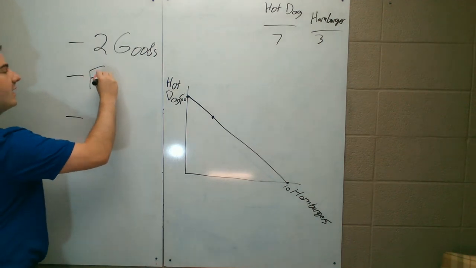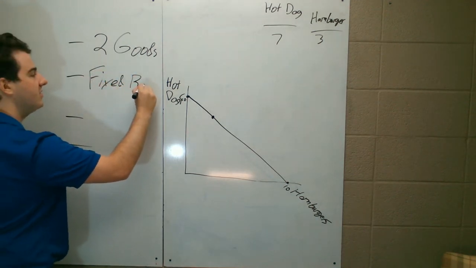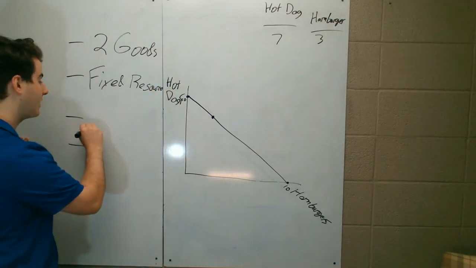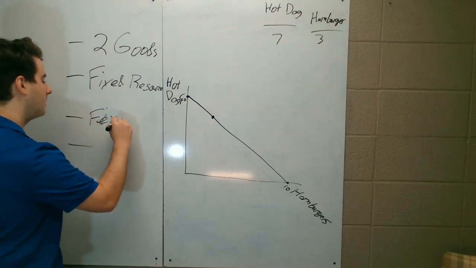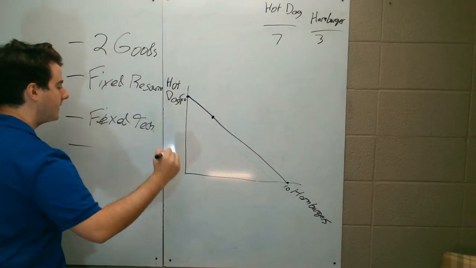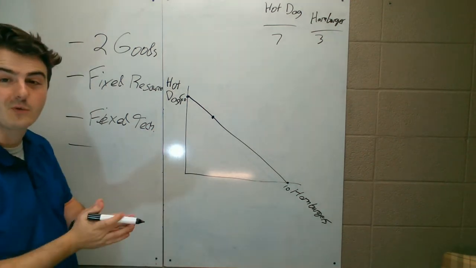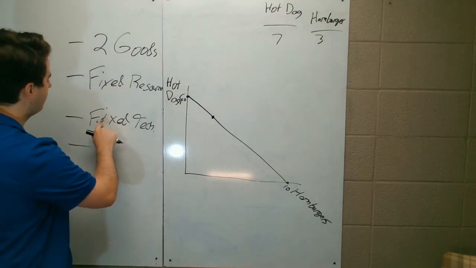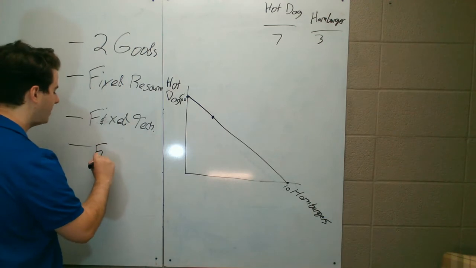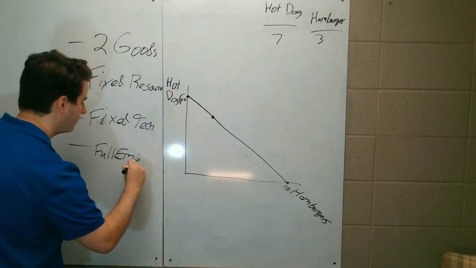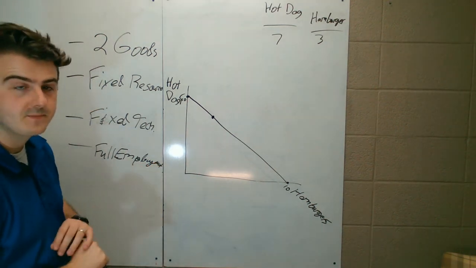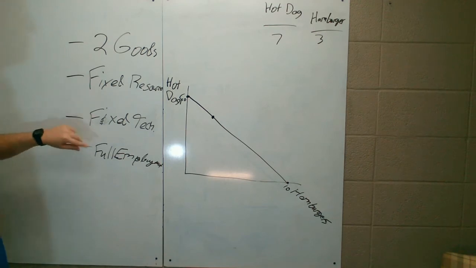We are going to have fixed resources. In this case, a limited number of papers, right? And we're going to have fixed technology. So just your hands to fold with, right? We don't have some fancy technological machine to help us fold. Last but not least, full employment. Everyone in the class is going to be folding a sheet of paper, right? So these are our four assumptions of this model. Two goods, fixed resources, fixed technology, full employment.